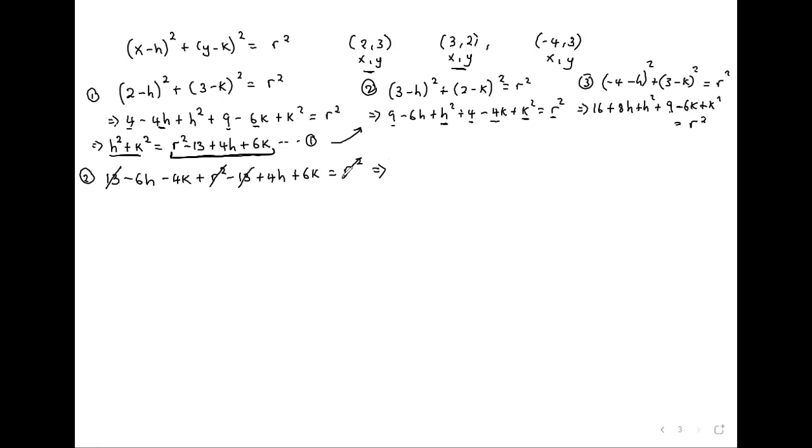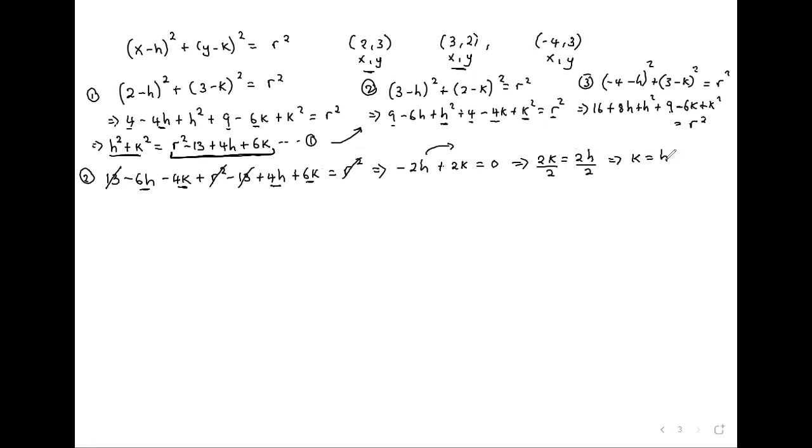So we remain with, we add negative 6h plus 4h, we get negative 2h, and then negative 4k plus 6k, we get positive 2k is equal to 0, giving us a very good relationship. If we take this to the other side, we'll have 2k is equal to 2h, then divide by 2, divide by 2. So what we'll have is k is equal to h.